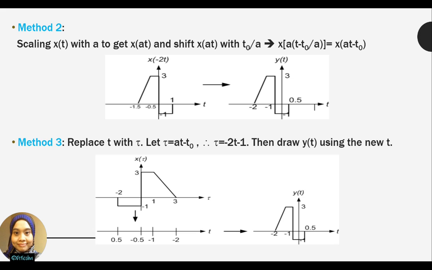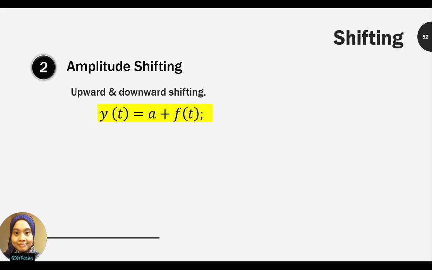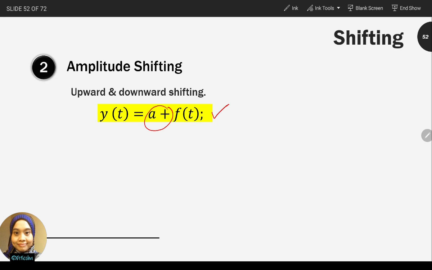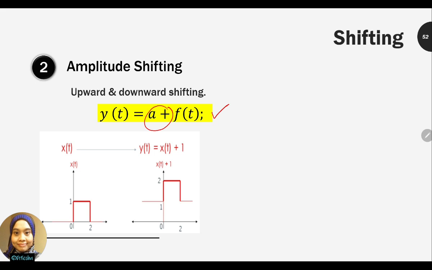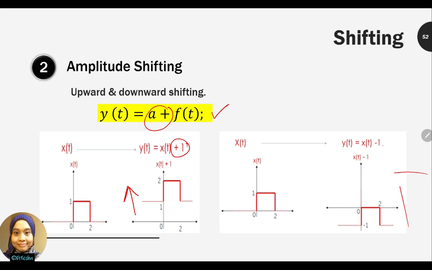Right, next is amplitude shifting. This is the common equation that you can use. To the function, we need to add a constant. If the constant we add is positive, the function will shift upward. And if we deduct the constant from the function, it will make it go downward.